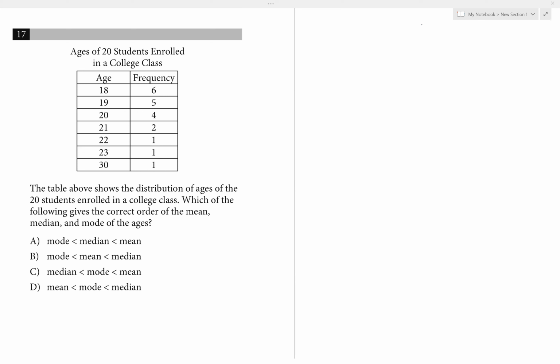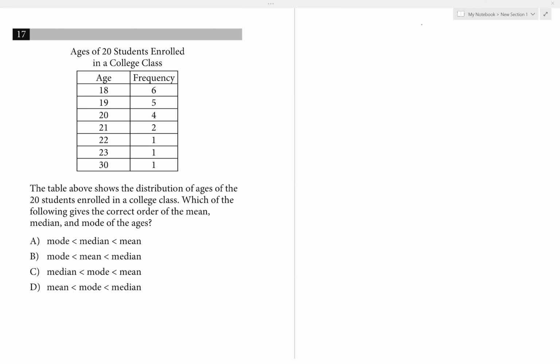Okay, so first, let's review the definitions of each. Median is the middle number. We have to put the numbers in order from least to greatest, and the median is the number in the middle of all the data. Mode is the number that shows up the most, the number that shows up most frequently. And the mean is the average. So we add up all the numbers and divide by however many numbers we have, which is the mean.